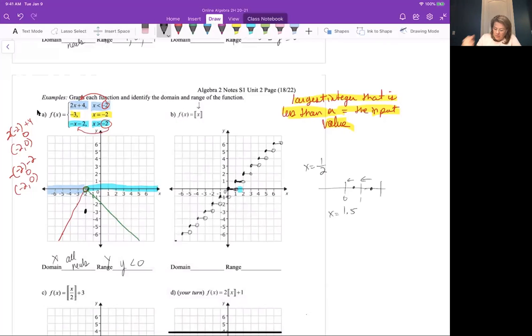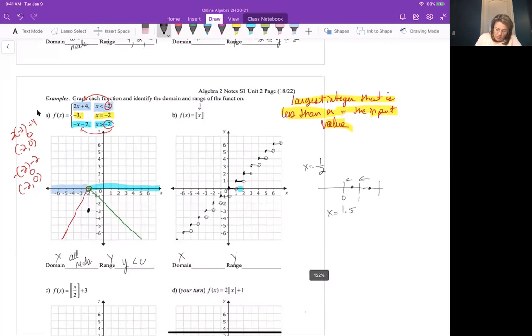Okay, now I have to answer the question, what are all my domains and what are all my ranges? Or what are all my output values? Domains are all reals. Every single x is included in that. In y's, not every y is included, only integers. I can't have a fraction or a decimal. Okay, let me spell it correctly.